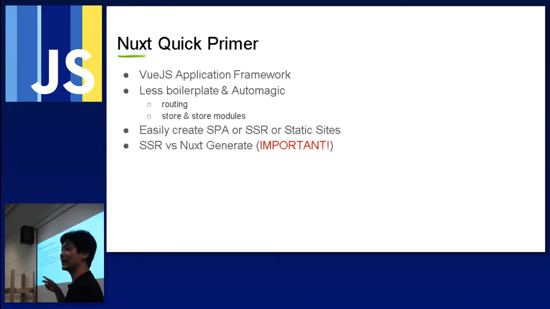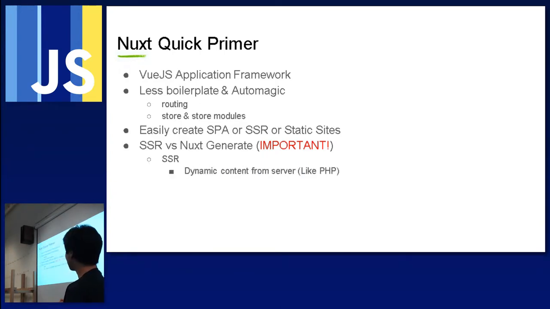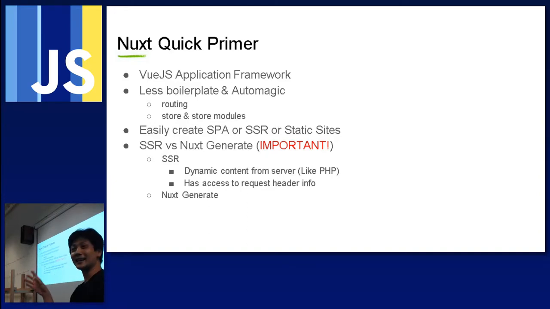Okay, you can easily create the different types of websites that I explained earlier: SPAs, SSR, and static sites. So what's the difference between SSR and the static websites, which uses nuxt generate to generate it? This is quite important. With SSR, you're basically serving the pages one by one, like PHP, like I explained earlier. It has access to things like your request header info because it's going through the server.